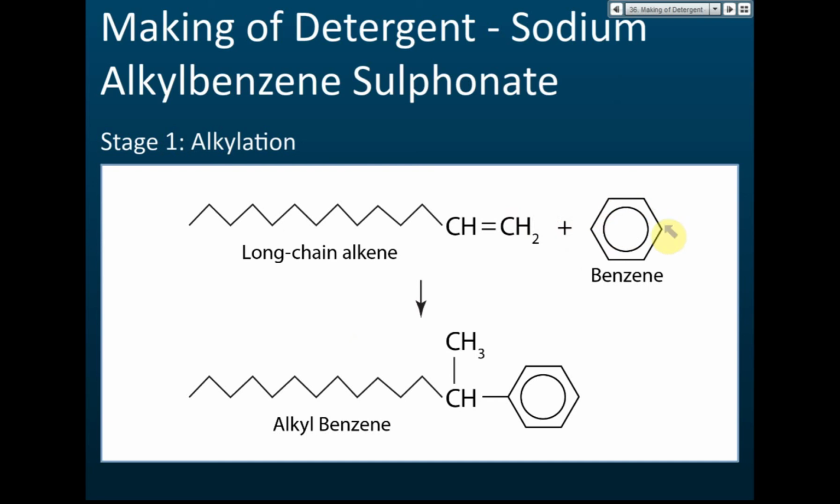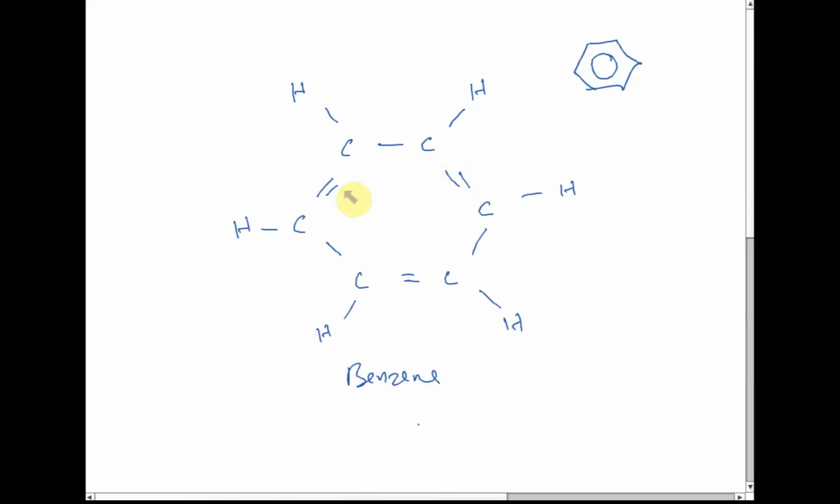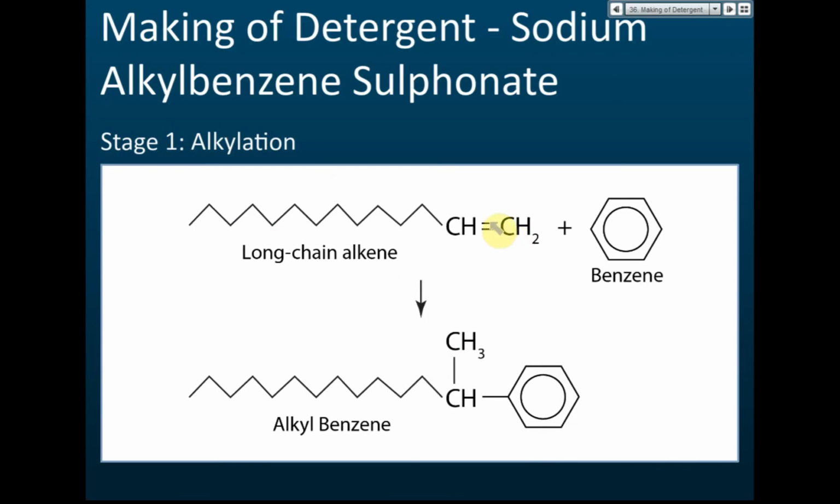This beehive with a circle in the middle is benzene, and the circle represents the double bonds. Still remember, okay? It has 3 pairs of double bonds, and the circle represents the double bonds. So we have a double bond here, which reacts with the double bond inside the alkene.